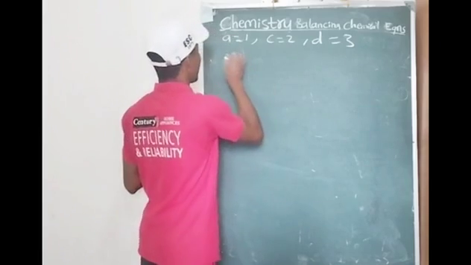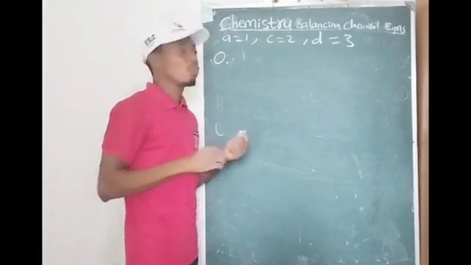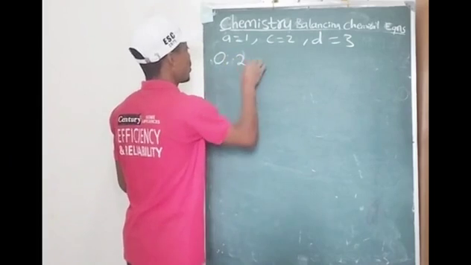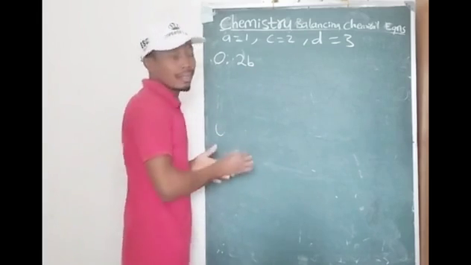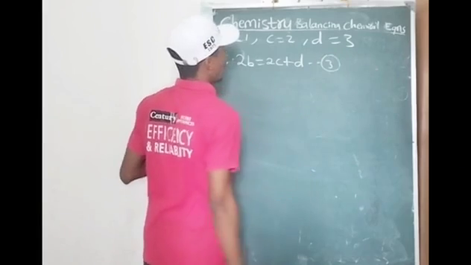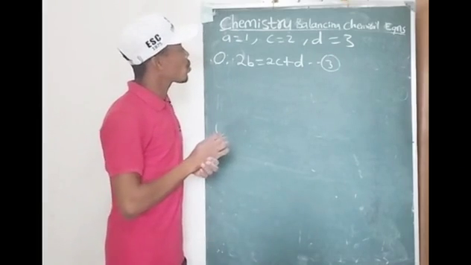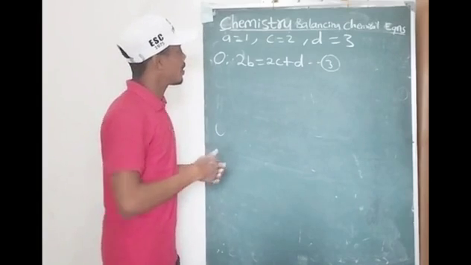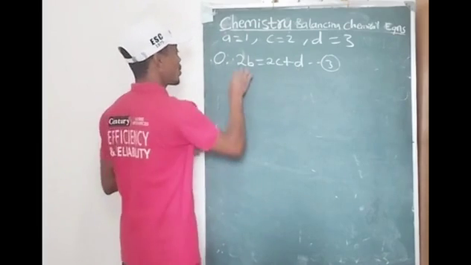And equation 3 said that for oxygen, 2B equals 2C plus D. This was equation 3. Yeah. So in this equation, you can see that we know what C is, we know what D is, we just have to find B. So how are we going to find B?